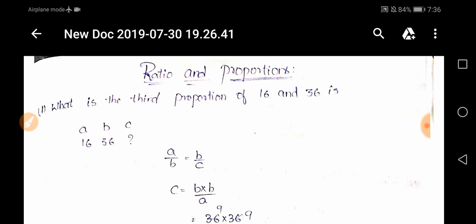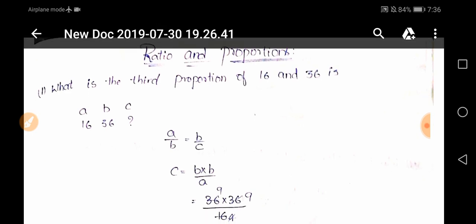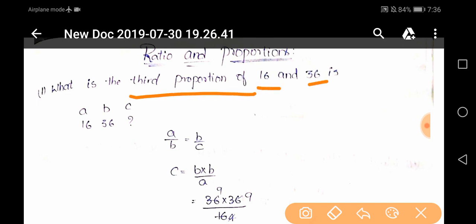So till now, in the last video, we have seen the mean proportions. Now let's get started with the third proportions and how to solve them. What is the third proportion of 16 and 36? So the third proportion is A, B, C, right? 16 and 36 are given and we have to find the third proportion.